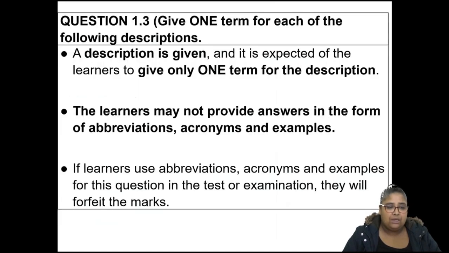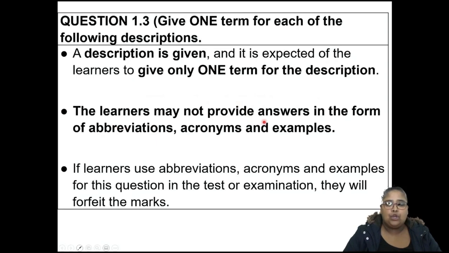Question 1.3, which we find, even at school level from grade 10 up to grade 12, in control tests and exams, learners tend to leave blank. I would say the sole reason for this is if you do not know your descriptions or definitions. In question 1.3, you have to give one term for each of the following descriptions. So you're given a definition and you must say what it is.